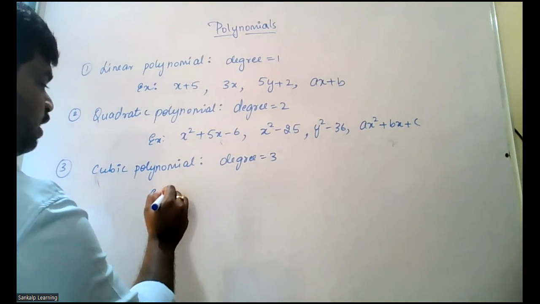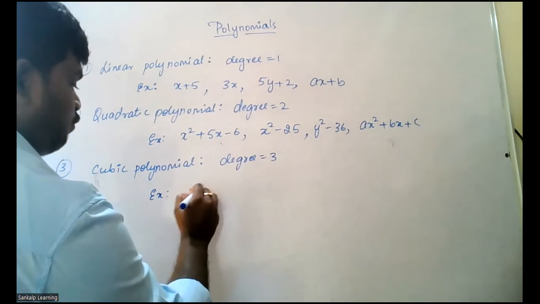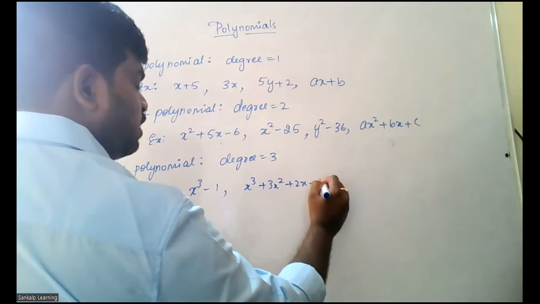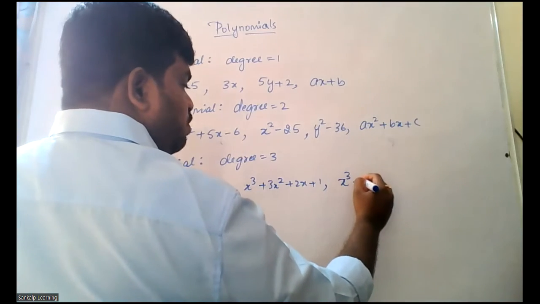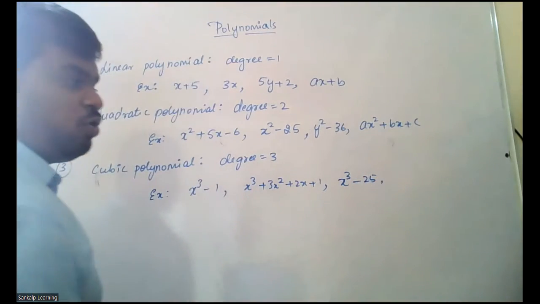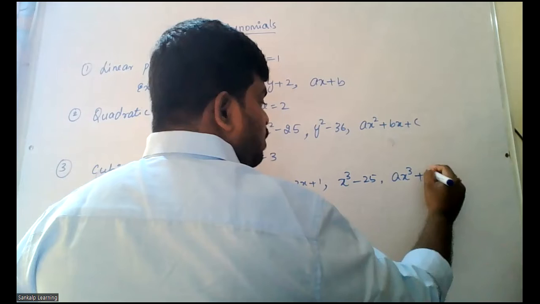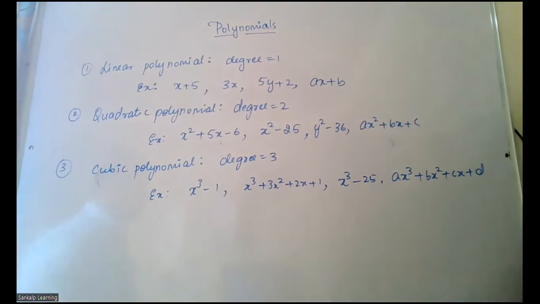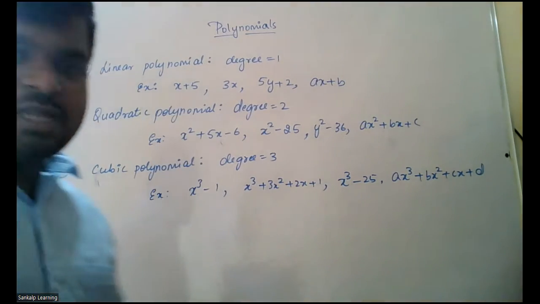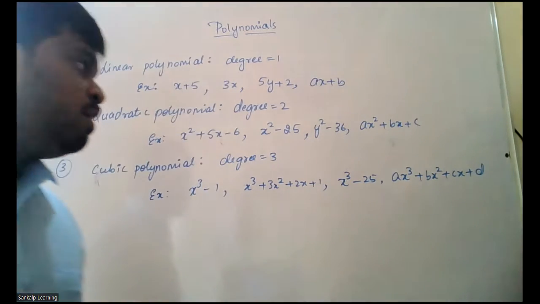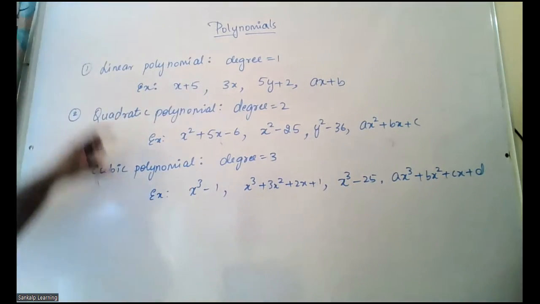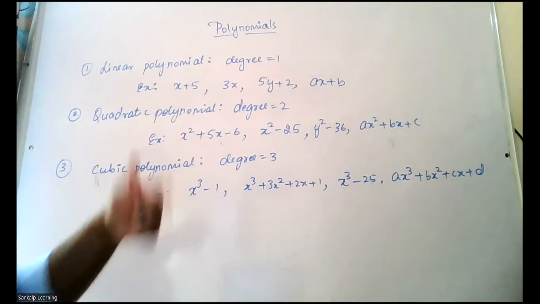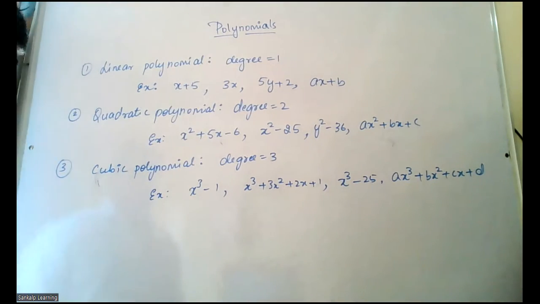What is a cubic polynomial? If the degree is 3, we call it a cubic polynomial. For example, x cube minus 1, x cube plus 3x square plus 2x plus 1, or x cube minus 25. All these are cubic polynomials. The general form is ax cube plus bx square plus cx plus d. That's the general form of a cubic polynomial. If the degree is 4, we call it biquadratic. Okay. So remember that it is biquadratic. But these three things are very, very important. If the degree is 1, we call it linear. If the degree is 2, quadratic. If the degree is 3, we call it a cubic polynomial.